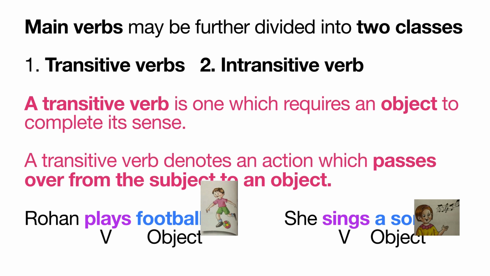Rohan plays football. Plays is a transitive verb as it has object football with it. The verb plays signifies an action which passes over from the subject Rohan to the object football. Next example, she sings a song. Sings is a transitive verb as it has object a song with it. The verb sings indicates an action which passes over from the subject she to the object a song.